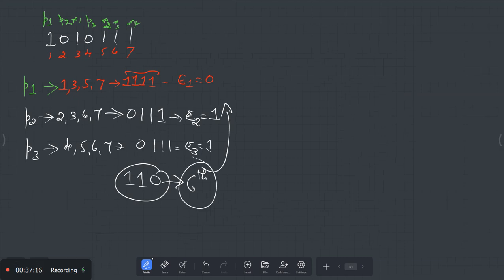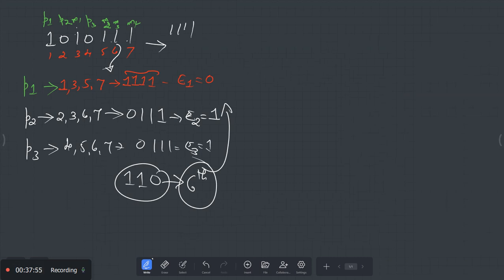So this bit is in error. That means it is supposed to be 0. Error means it became 1. So what is your corrected message now finally? What is the corrected message? Your initial message was, what was the message? The message which is received was 1, 1, 1, 1, right? I'm talking about only message bits, right? Your message what was received is 1, 1, 1, 1, right?